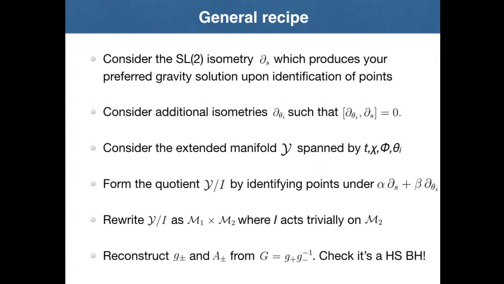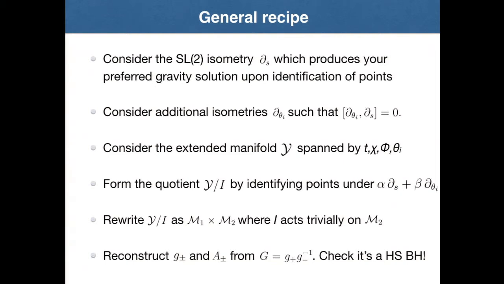And the idea is to introduce additional coordinates, and to promote the parameters of additional isometries to become coordinates on an extended manifold. And in order to try to recover a solution to be interpreted as a black hole or as a conical defect, the idea is to allow only for isometries that commute with the isometry that I use to build my black hole or conical defect solution. So in particular that they commute with delta t and delta phi, essentially.